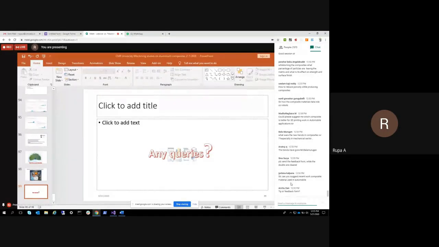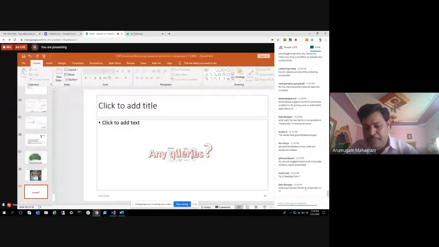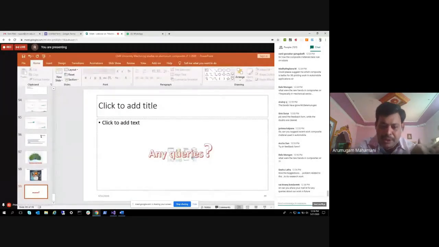Sir, can you suggest recent work on composite materials used in the automobile? Automobile people are also going for this. Even nowadays, nano composites, reinforcing nano size particles, particularly carbon nanotube, are widely used. There is a workshop on nano composite materials happening at one college. In nano composite synthesis, the reinforcement is costly, but if you reinforce 2 to 3%, we will get very good properties.